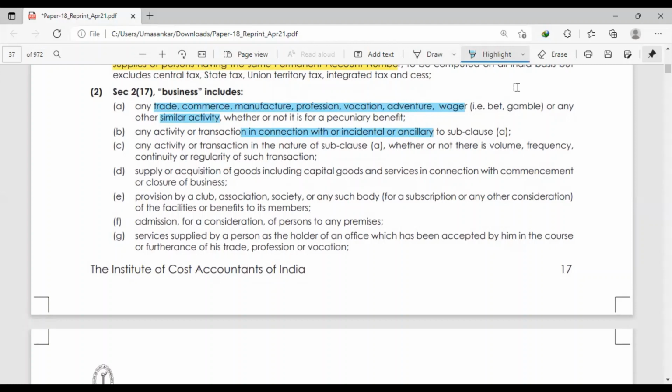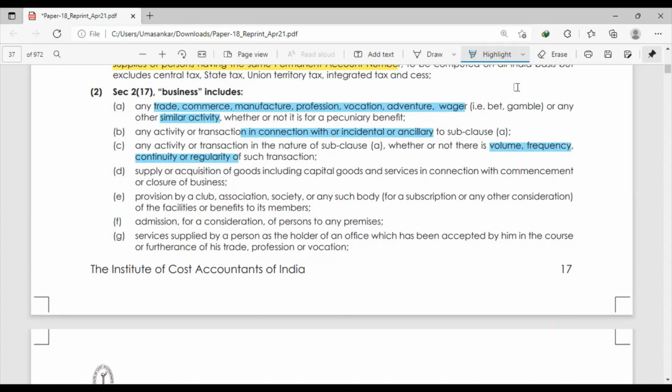Okay. Next, any activity or transaction in the nature of subclause A, whether or not there is a volume, frequency, continuity, or regularity of such transaction. This definition says that irrespective of the volume, frequency, continuity or regularity, if it is in the nature of a subclause A transaction, then it will also be included in the business. Okay.